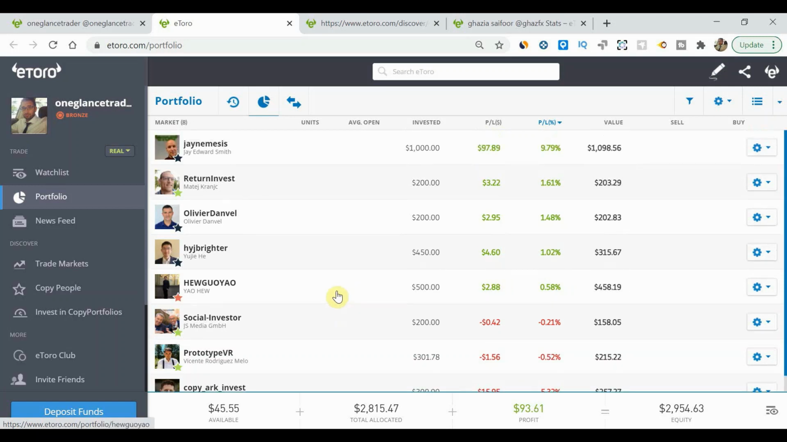But overall, again, I'm not too disappointed with where we are at the moment. So I'm quite comfortable where things are going. Like I said, I want to invest $500 within the next week or so into a new copy trader. I was thinking about topping up some of these guys, but I think I want to go into someone else as well.